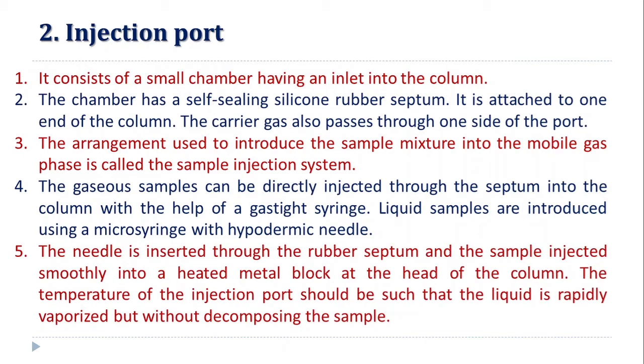The needle is inserted through the rubber septum and the sample is injected smoothly into the heated metal block. At the end of the column, the temperature of the injection port should be such that the liquid is rapidly vaporized but without decomposing the sample. So injection port, the main use is what? To insert the sample into a column. This is the main use.